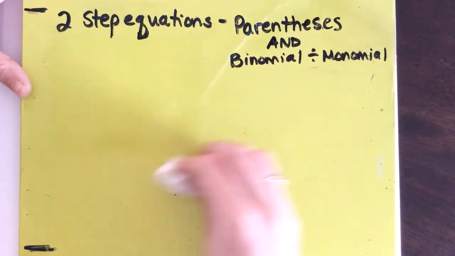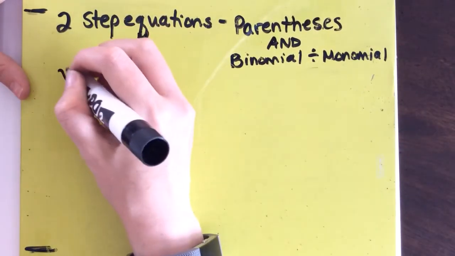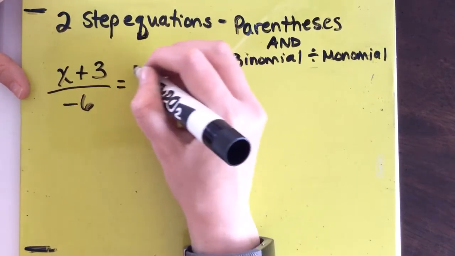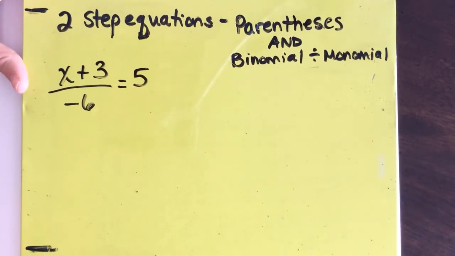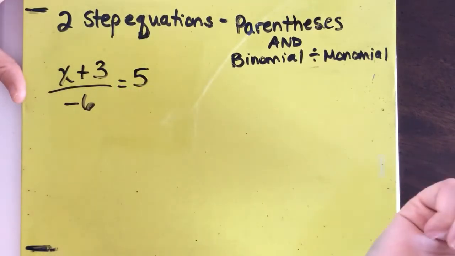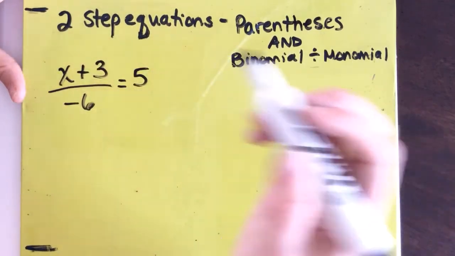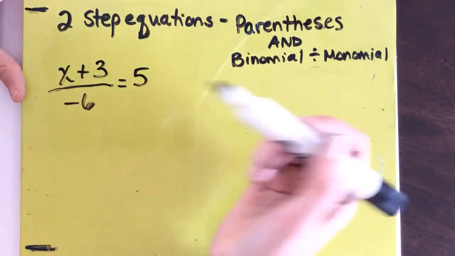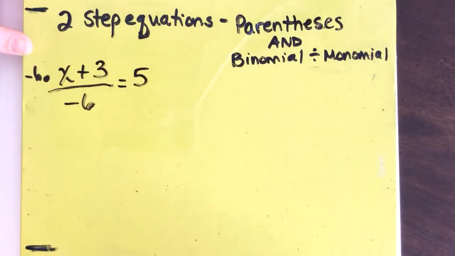Okay, now I'll do an example where we have a binomial divided by a monomial. So I have (x plus 3) all divided by negative 6 equals 5. The first thing I need to deal with is anything that's on the denominator. I need to get rid of that denominator, and then I can deal with what's on the numerator. So how do I get rid of a divide by negative 6? I have to do the inverse, and I multiply by negative 6.